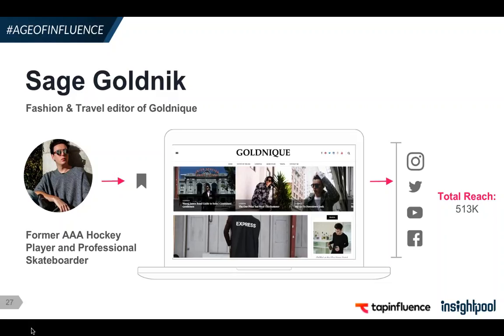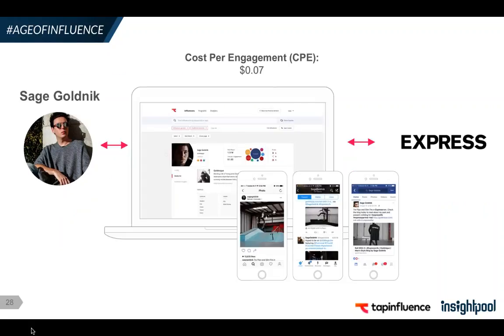100%. And so here's a real quick example. We work with a brand, Express. It's a large fashion retailer. One of the things is that they wanted to reach Gen Y males. And Sage Goldnick, it's not like Logan Paul where he's doing crazy splits everywhere, but he's a pretty good hockey player, as well as a really good skateboarder. So anyway, it's about identifying the influencer and ensuring that the influencer shares the same audience as your brand.